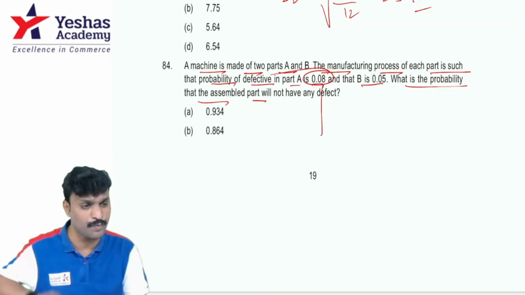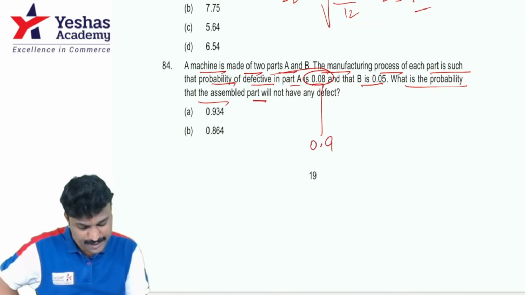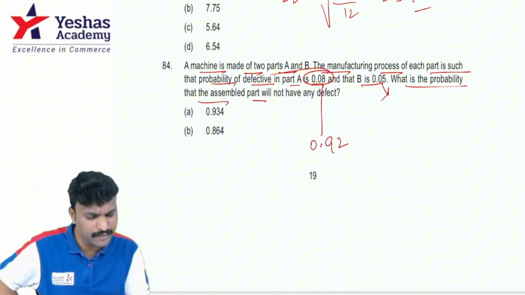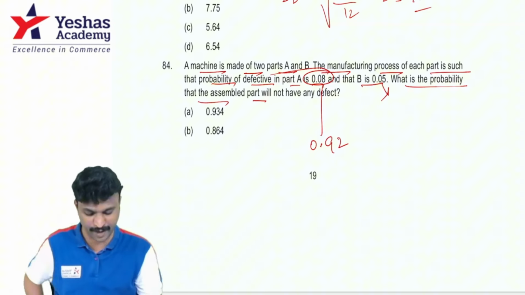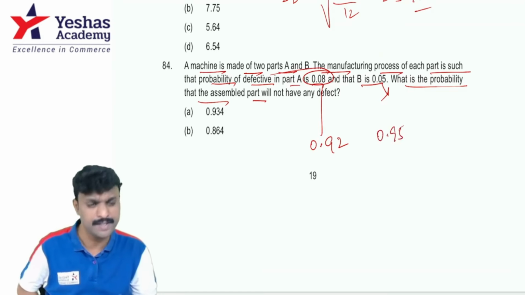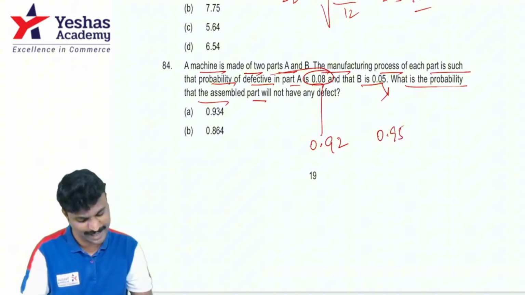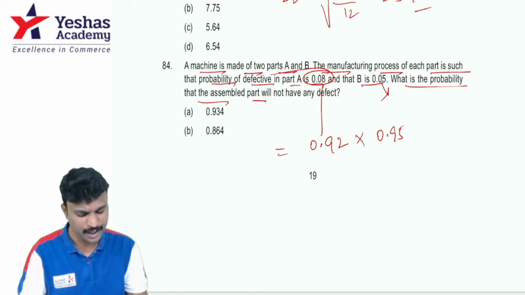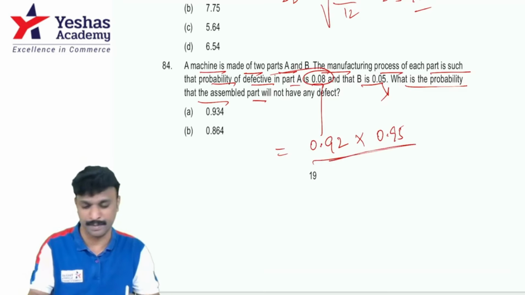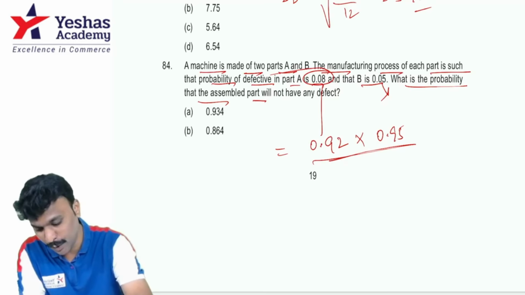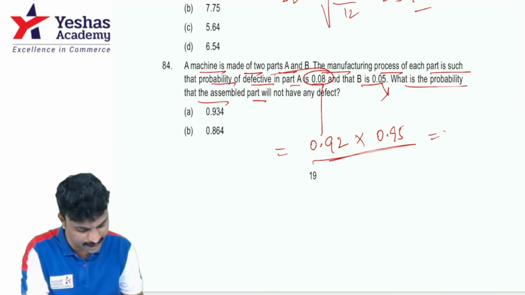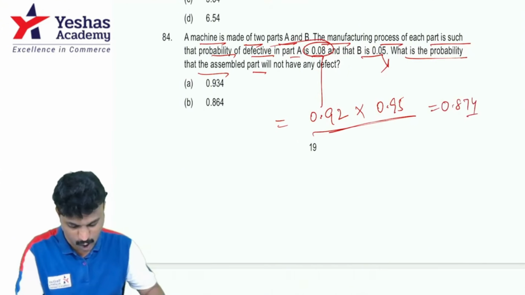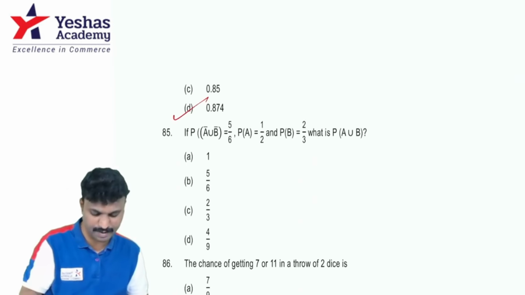Not having defect is 1 minus 0.08, which is nothing but 0.92. And having defect in B is 0.05. Not having defect is 1 minus 0.05, which is 0.95. Since part A and part B are independent, we have to just multiply to get no defective in the assembled product. So 0.92 into 0.95, that fetches me 0.874. Option D is the right answer.